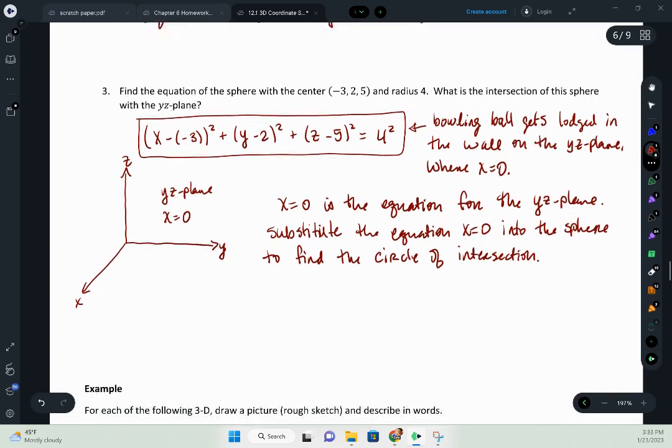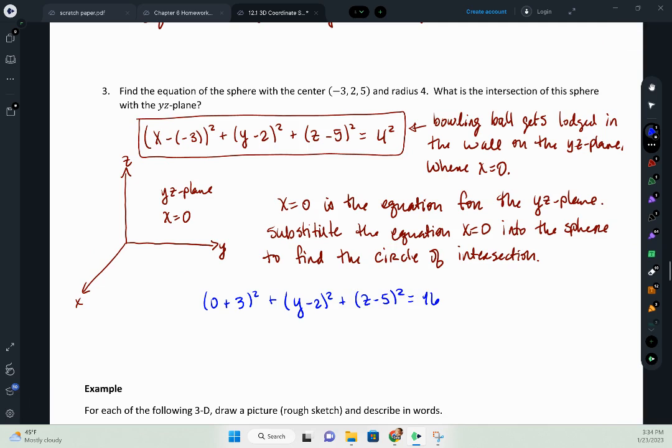It didn't seem like people struggled too much with identifying that if you throw a bowling ball at a wall and it gets lodged in the wall, the intersection of the ball with the plane or the wall will be a circle. The question was, how do we come up with that circle? We're going to substitute x equals 0 in. So here's what happens. I plug in 0 plus 3 all squared plus y minus 2 all squared plus z minus 5 all squared is equal to 16.